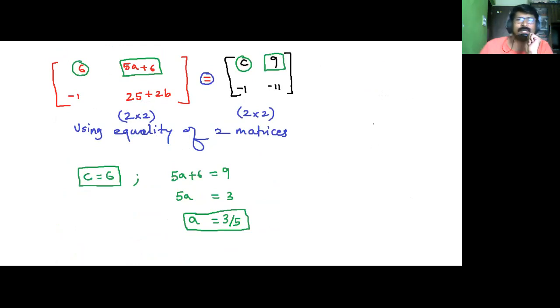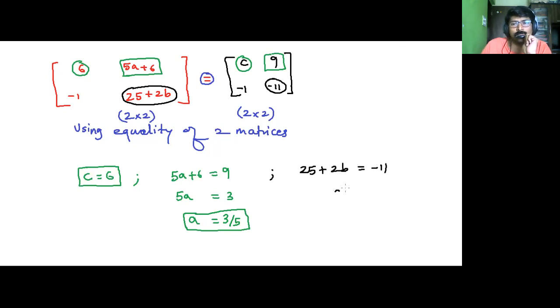So your error can be manipulated, something like that. Okay, now the next part is 25 plus 2b can be equated with minus 11, isn't it? So let's write it down over here. 25 plus 2b is equal to minus 11.